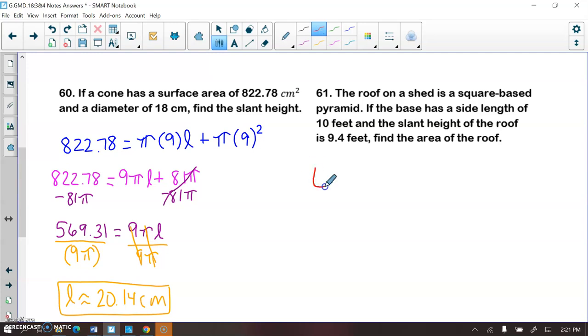So we're actually going to be finding the lateral area, which for a pyramid is 1/2 times your slant height times the perimeter of your base, which is 10 since it's a square, times 4, so 40. So if I do 40 times 9.4 times 1/2, I wind up with the surface area of this roof being 188 feet squared.